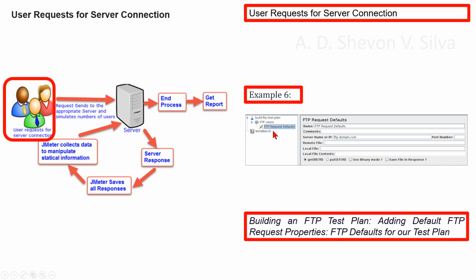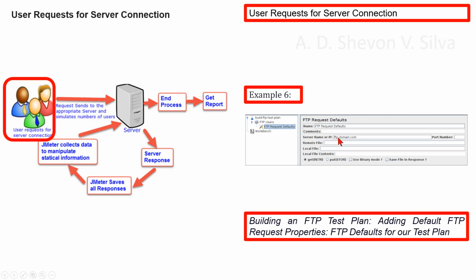Begin by selecting the FTP users element. Click your right mouse button to get the add menu, and then select add, then config element, then FTP request default, then select this new element to view its control panel. Like most JMeter elements, the FTP request default control panel has the name field that you can modify. In this example, leave this field with the default value.